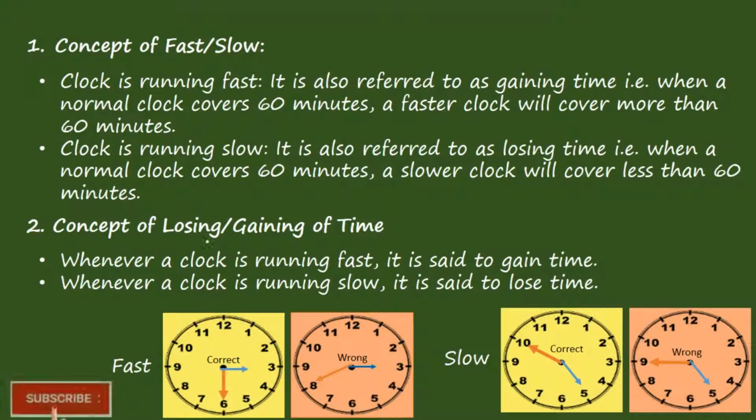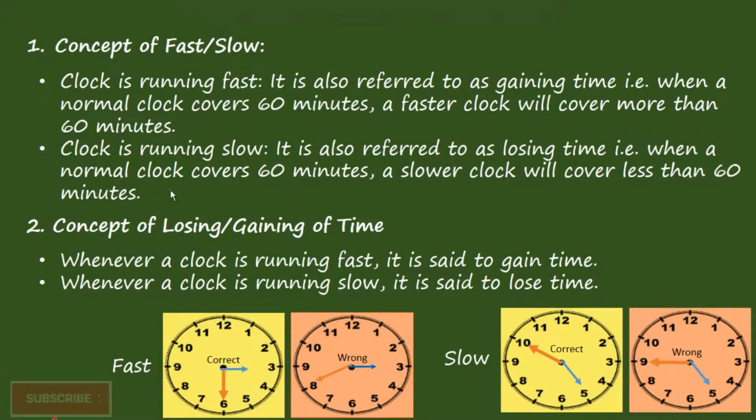The concept of losing and gaining time: when a clock is running fast, it is said to be gaining time. When a clock is running slow, it is said to be losing time. You have to understand what is fast, what is slow, what is losing, and what is gaining, to solve the problems very easily. Let us start with simple problems first, then some harder ones later on.